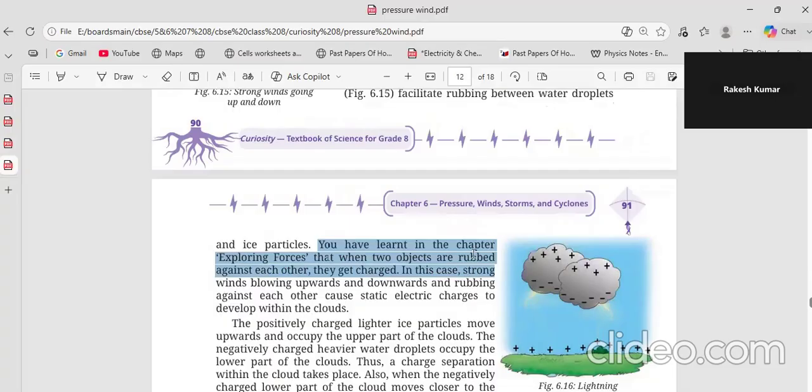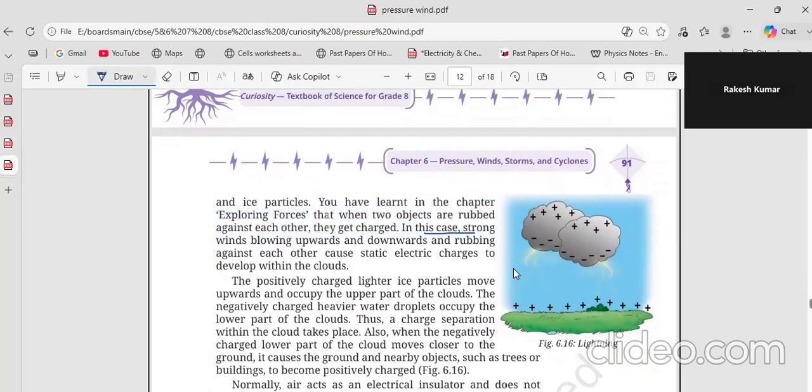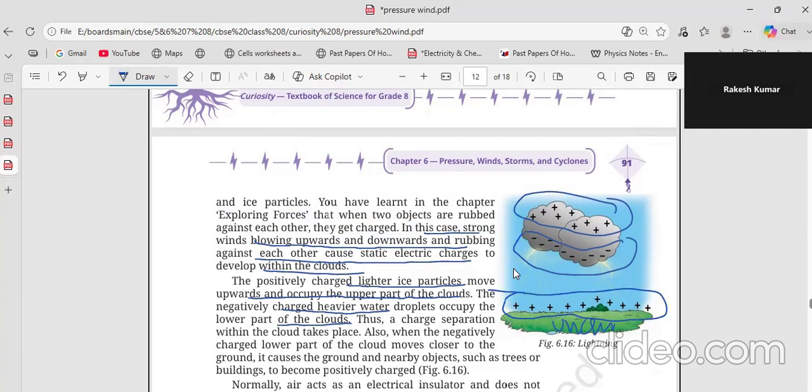Now, what happens in lightning is that the ice particles and the air moisture keep on going up and they start rubbing with each other. So in this, strong winds blowing rub against each other, causing static charge to build within the clouds. So ice particles move upwards and occupy the upper part, and the negatively charged heavy water occupies the lower part. So this is the negative heavy water. This is the icy part, positively charged. So this negative part is there, and this is uncharged, but now it develops a charge. It starts attracting. So the positive and negative are attracting, and it causes the ground to become positive.